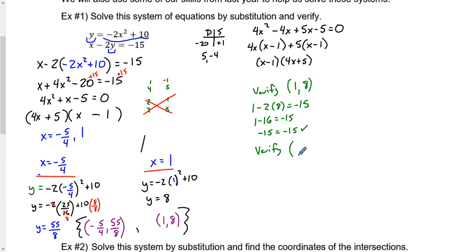Now to verify the other point, -5/4, 55/8. There, x is -5/4. Subtracting 2 multiplied by 55/8 equals -15. I'm going to save myself a little bit of work. That'll be a 1 and a 4. So since our denominators are already 4, -5 subtracting 55 would be -60/4. And -60/4 is -15.